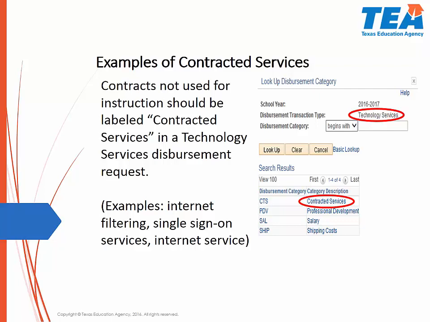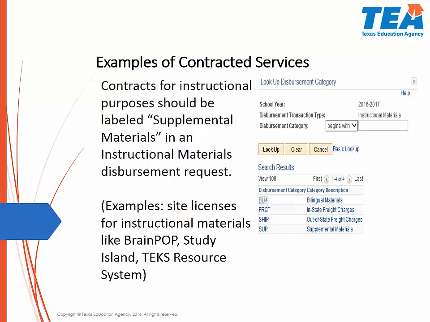Contracts for instructional purposes should be in an instructional materials disbursement request with supplemental materials as the category. Unless it is for bilingual materials, then you will choose bilingual materials as the category. Some examples would be site licenses for instructional materials such as BrainPop, Study Island, the TEACS resource system. Disbursement request tips.